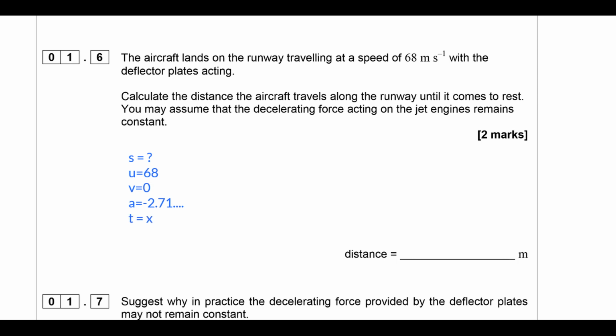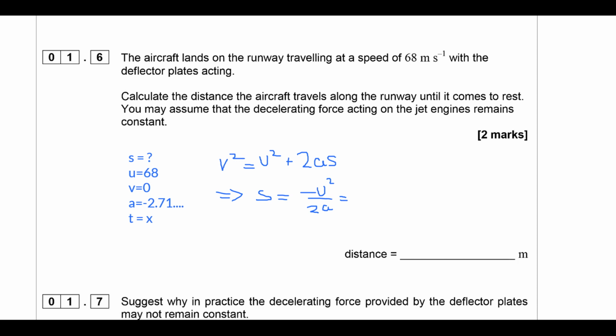So that's our basic SUVAT setup for this equation. We want an equation without time in it, so we're going to use v squared equals u squared plus 2as, because time is a thing we don't have and we don't want. And we want to get the displacement. We know v is 0, so it's going to be minus u squared over 2a. This is where it's helpful that the acceleration is negative, because the signs will cancel each other out. So it's 68 squared divided by 2 divided by 2.71 and so on.